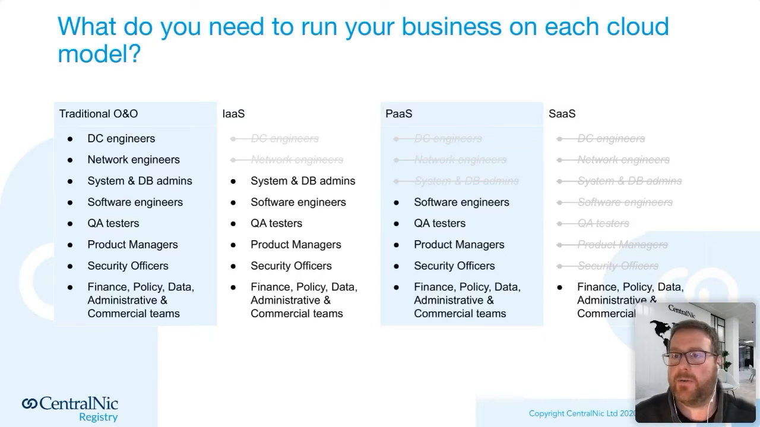You have to worry about power, and if you actually have a physical data center that you control rather than one that you're just renting, then you also need to think about things like cooling and all kinds of other things. You'll be running your own database, which means you'll need database administrators and engineers who can handle that as well. You'll be doing your software development, which means you need quality assurance processes. You'll need product management. You obviously need security because you'll have full responsibility for every element of the stack, right down from the network cables all the way up. And obviously, as any business, you'll also need your finance, your policy, your administrative and commercial teams, and your data teams as well.